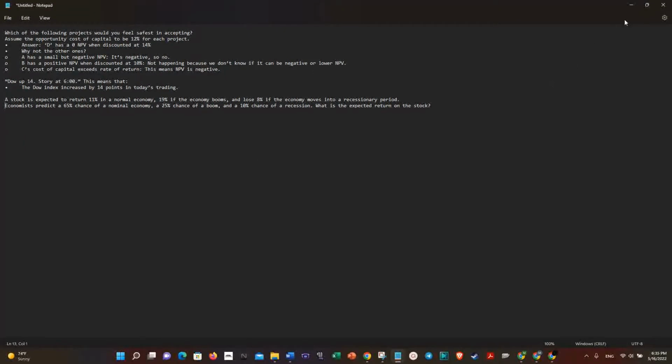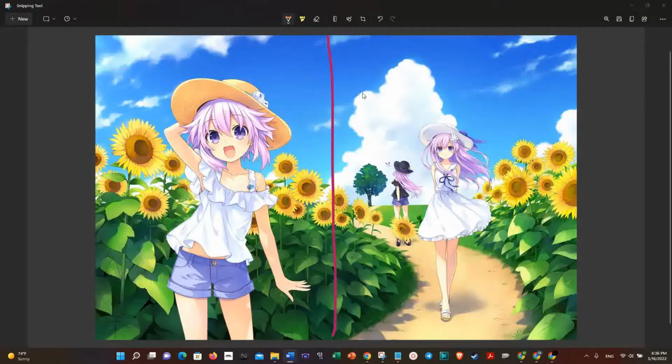So do you guys know the formula for this one? Isn't this one just like sum of all averages? Just 11 times 0.65, 19 times 0.25, 8 times 0.10, add that all together, and you'll get 11.10%, I believe. My friend, you are absolutely correct. Yes, Armand was correct.